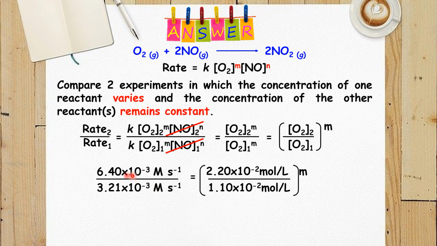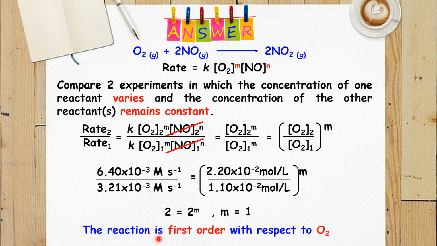Next step, you can substitute the value of the initial rate for experiment 2 and also experiment 1. For easier calculation, you place the rate that is the bigger value divided by the initial rate that is the smaller value. Next, substitute the concentration of O2 experiment 2 divided by concentration of O2 experiment 1, power of m. Therefore, from here you will get 2 is equal to 2 power of m, where m is equal to 1. Therefore we conclude that the reaction is first order with respect to oxygen gas.